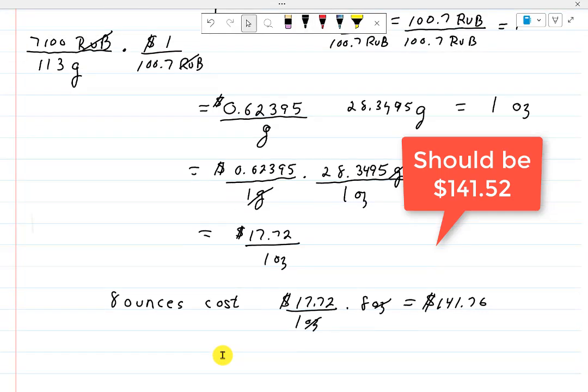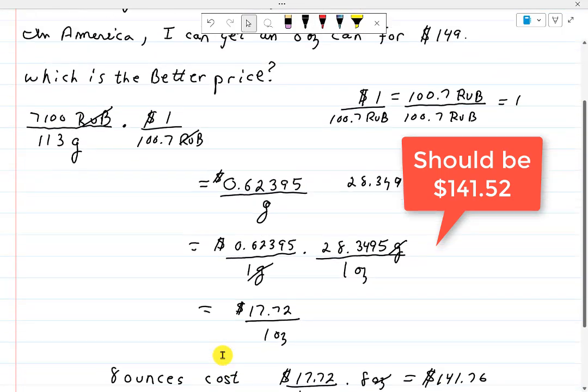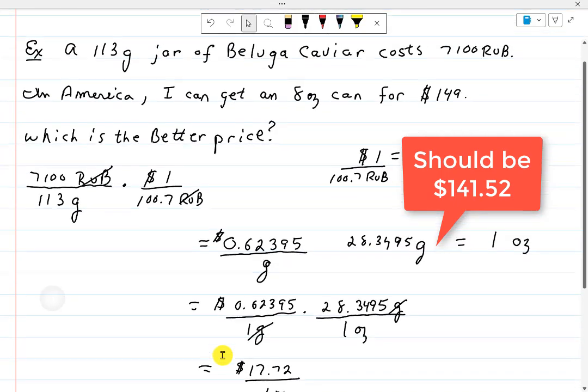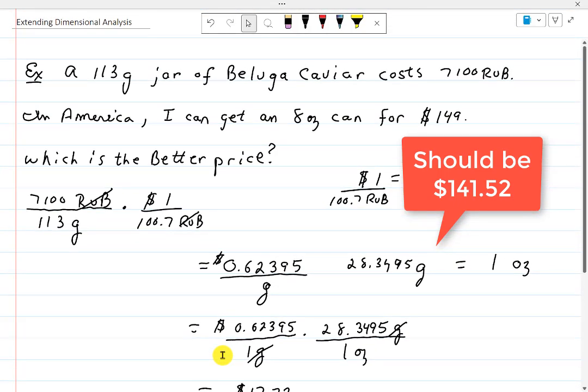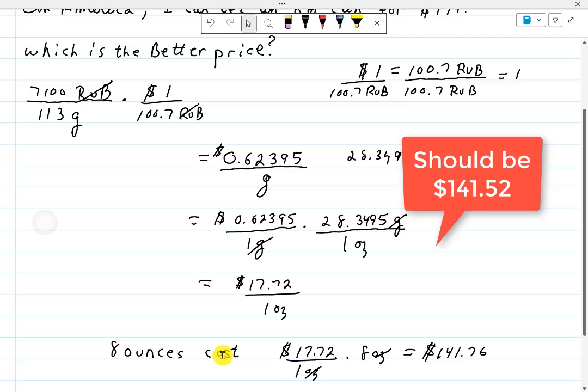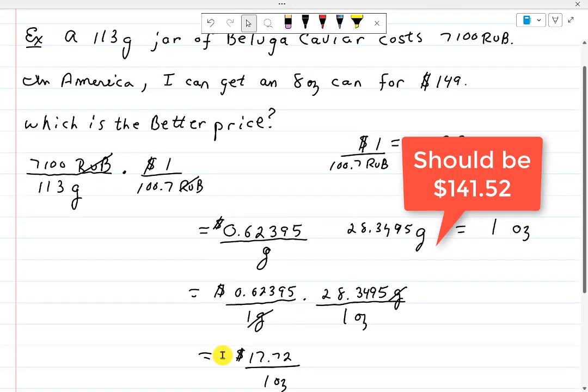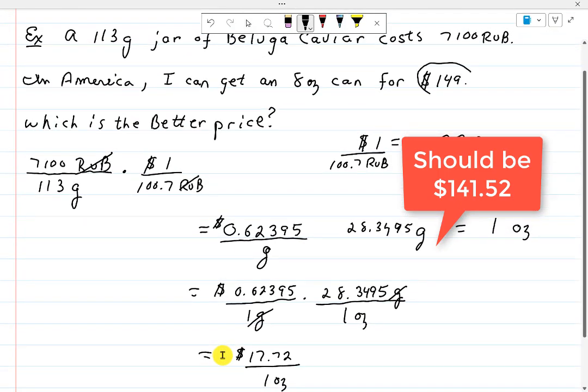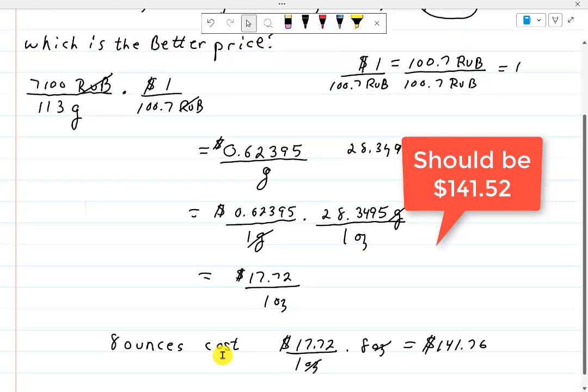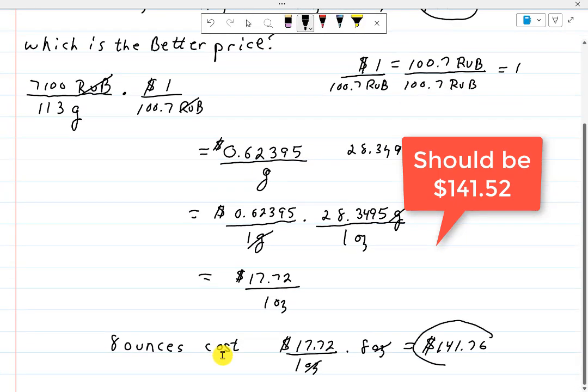So let's compare. This is the Russian price, 141.76. In America, I can get an 8-ounce can for 149, and in Russia, I can get it cheaper. Only one problem here. They've got to ship it to me from Russia.